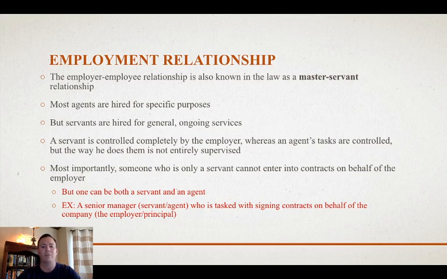So if you hire people to work in a daycare center, again, there's vicarious liability. And, well, let's think of another example.